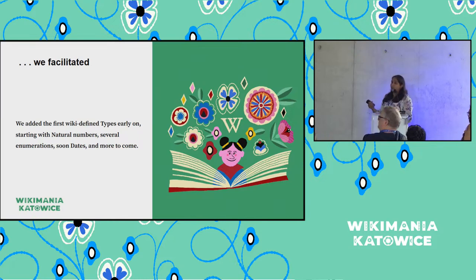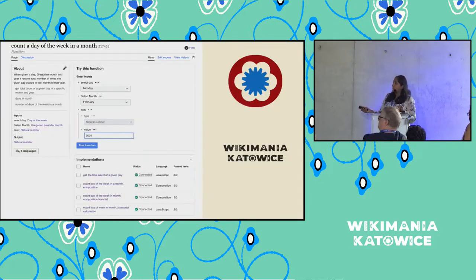And if you're curious about how that would aid functions, I just have a screenshot here. This is a function that counts a particular day in a month in a year. So how many Mondays are there in February in 2024? We can think of usages in getting coursework done or for a semester, things like that. This function would not be possible without the three new types we released last year. So that's the power of types, and more important types are yet to come.